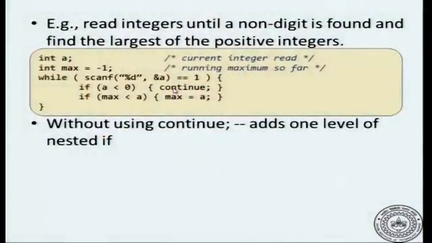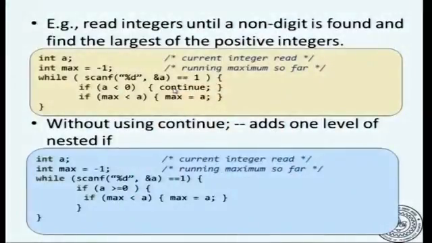Now, as with break, you can also write equivalent code without using the continue statement. So let's try to do that. For doing that, all we have to do is make sure that the maximum is updated only if it is a non-negative number. So this says if it's a negative number, do not do the next statement. This says if it is a non-negative number, then update maximum if necessary. So it can be written with one more level of nested if.